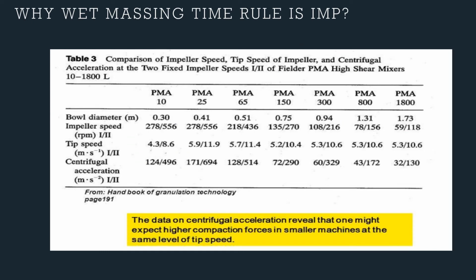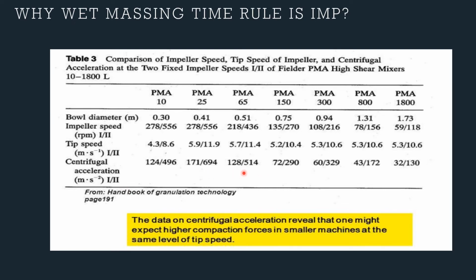So before going to the slide for the kneading time calculation, I want to show this slide. In this slide, for the different scales, for example, 65 liter and 150 liter, the tip speeds are nearly the same, correct? For the 300 and 800 liter scales, the tip speeds are nearly the same. Here also nearly the same tip speed, but when you see the centrifugal acceleration, it is different.